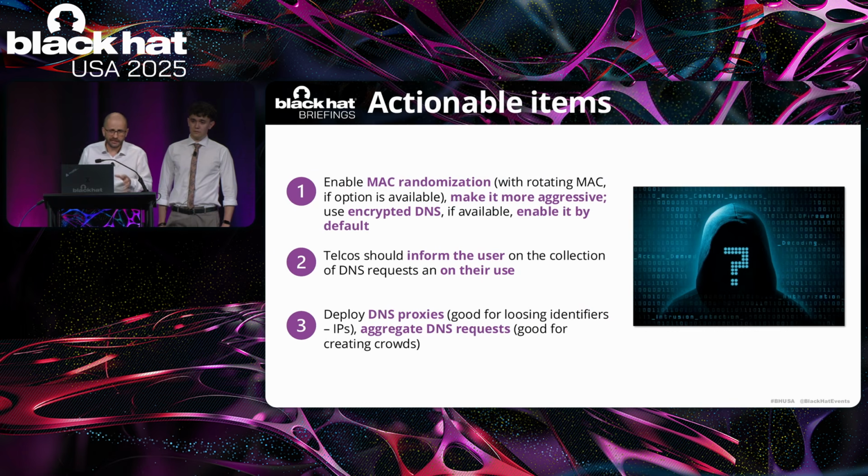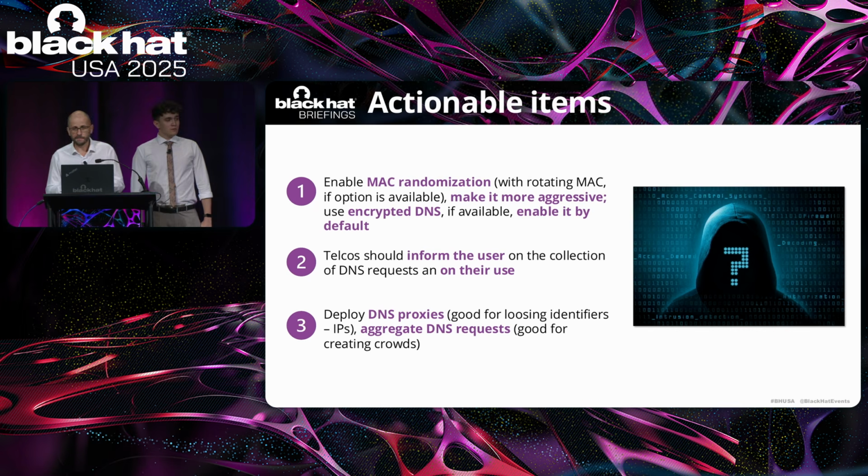Now, as actionable items, we have identified here 3 items. We should go ahead and use MAC randomization, possibly making it more aggressive. Also, use encrypted DNS if available. It will help you. However, at the end of the day, we are still relying on DNS.